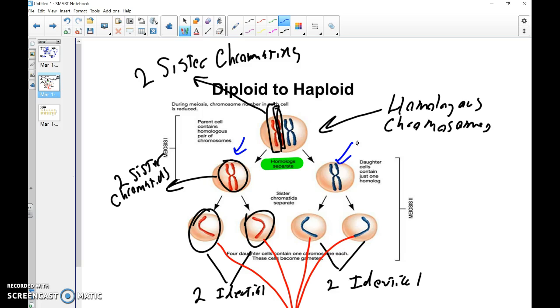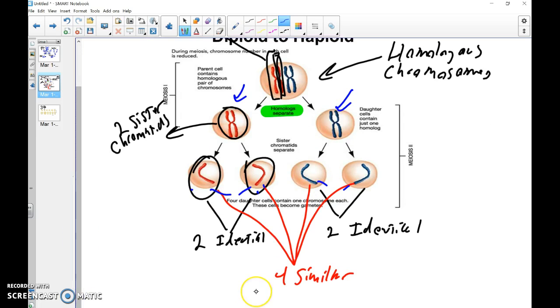And then there's a second separation where I have 2 identical cells right here that are red, 2 identical cells right here that are blue, but all 4 are similar because they have the same traits. They just don't necessarily have the same versions. And so when we're talking about meiosis, or cell division for sexual reproduction, what we're actually getting at is that there has to be a special way to make this happen.